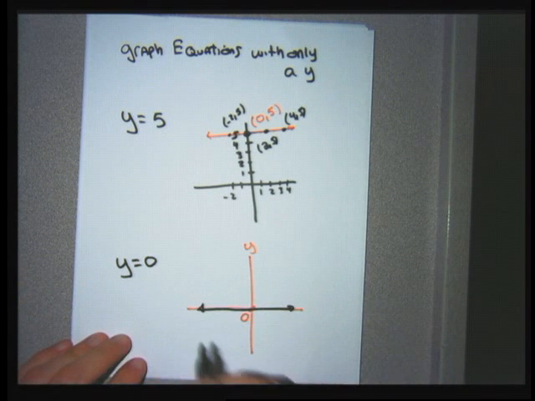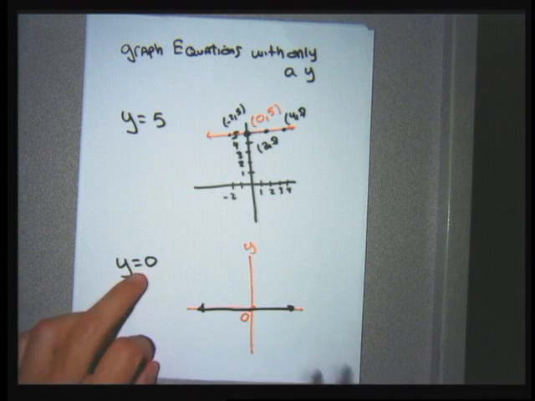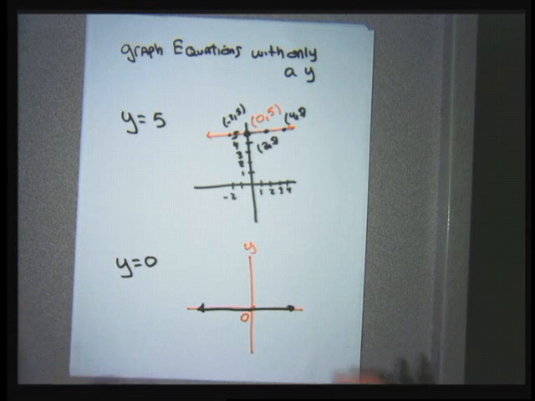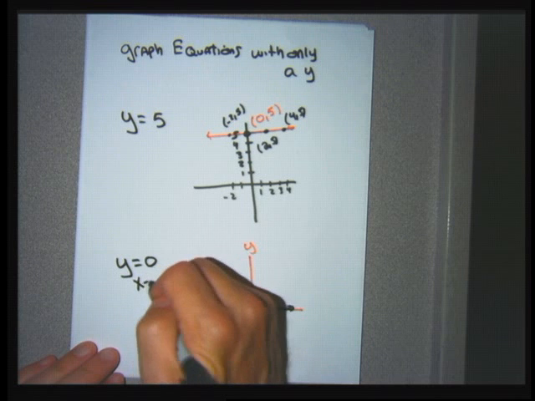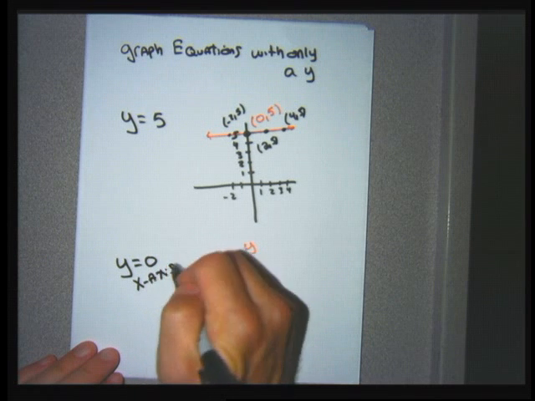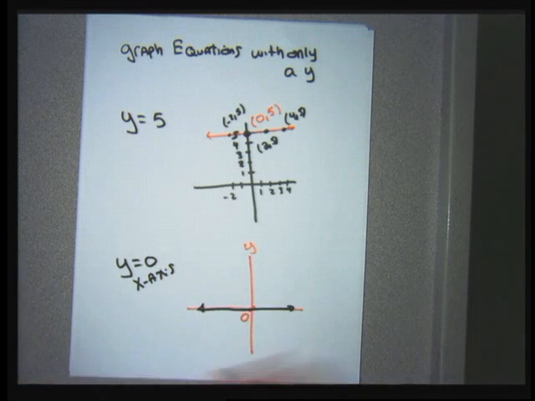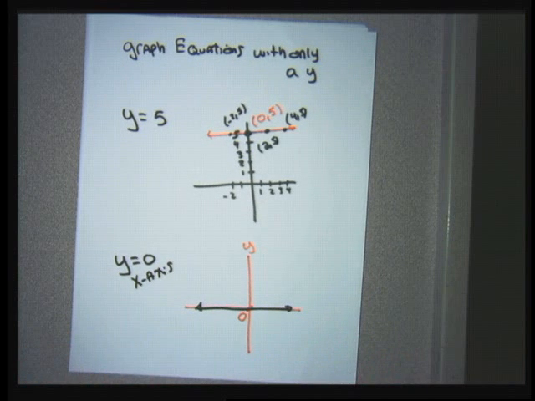It always feels like it's wrong to me. Like the equation of the x-axis should have an x in it, the equation of the y-axis should have a y in it, but it doesn't. So the equation y equal to 0 graphs to be the x-axis. So that you may have forgotten: equations with only x's graph to be vertical lines. Equations with only y's graph to be horizontal lines.